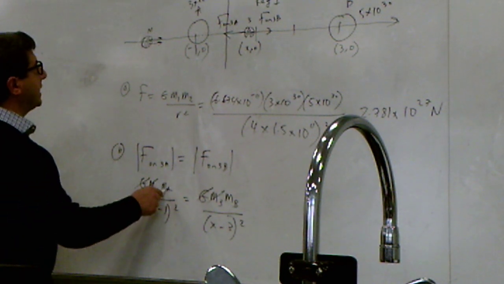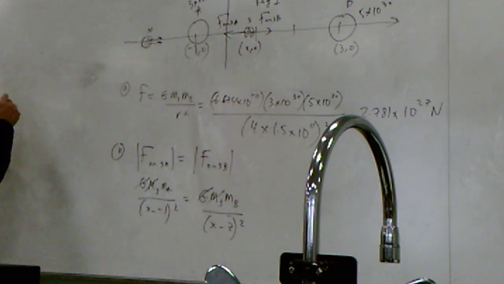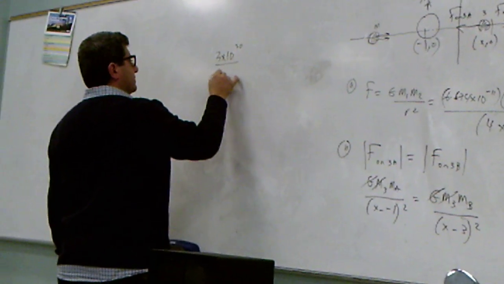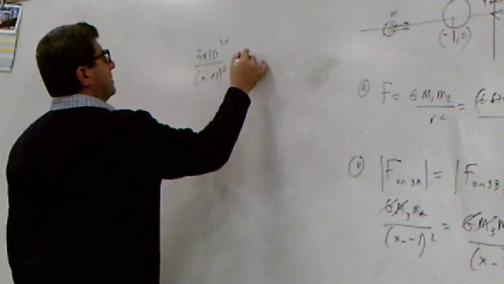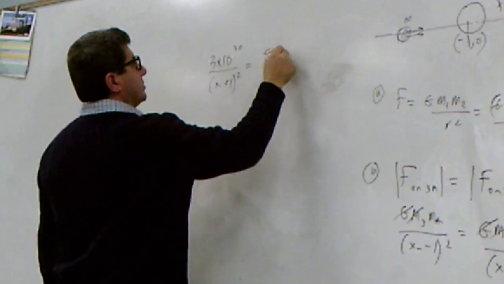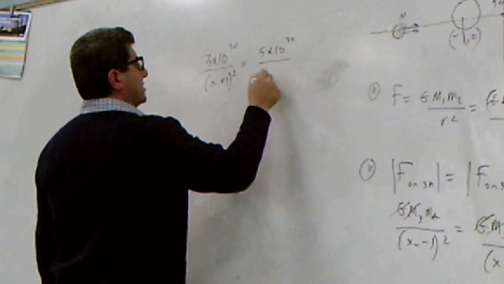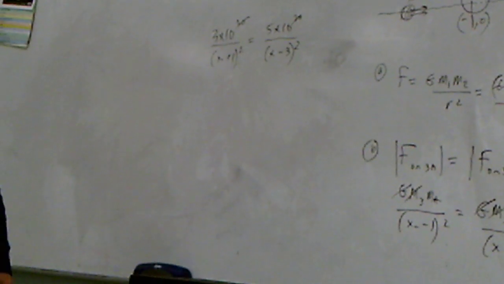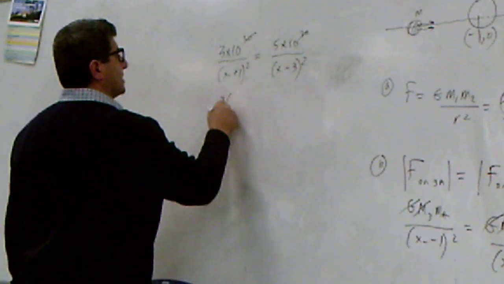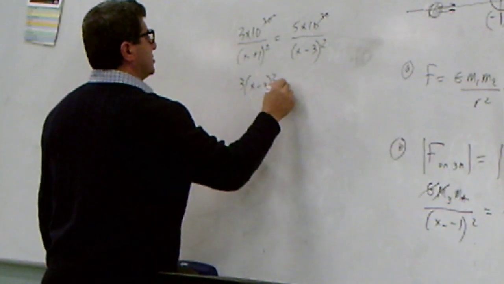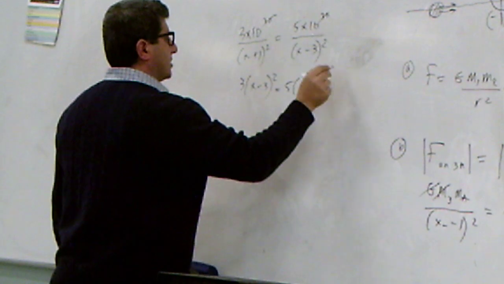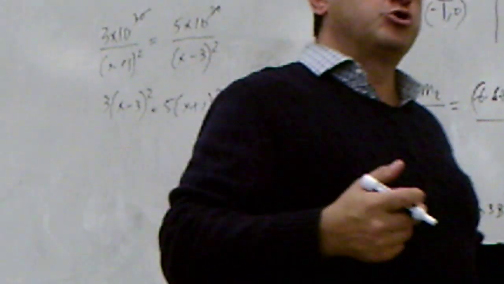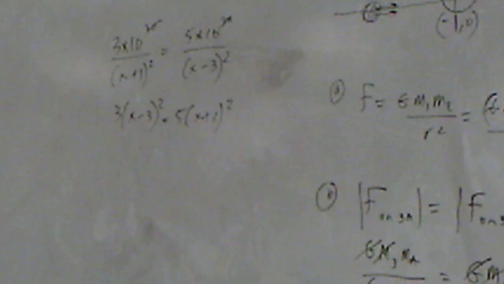So then now here you have the mass of star A, which is going to be 3 times 10 to the 30th. And then here you're going to have 5 times 10 to the 30th, times x minus 3 squared. And then the 10 to the 30th will cancel too. So you literally have 3 times (x minus 3) squared is equal to 5 times (x plus 1) squared. Now you can put this into solver.